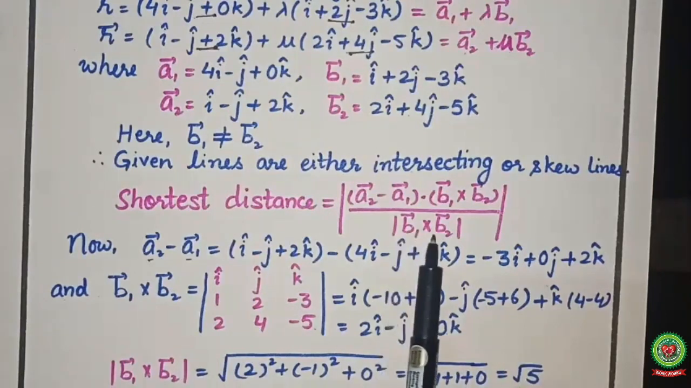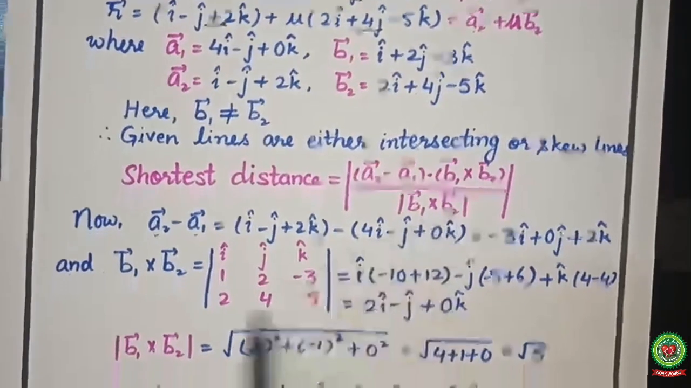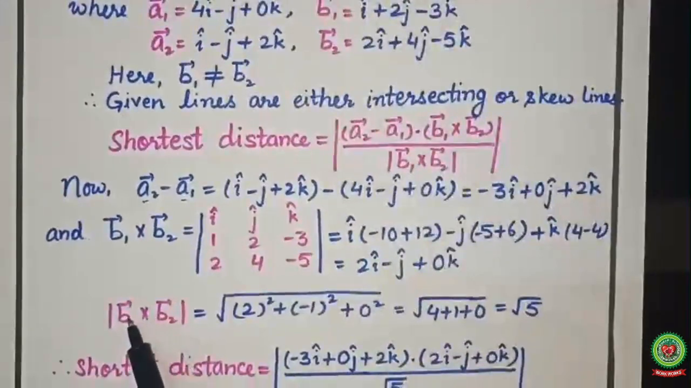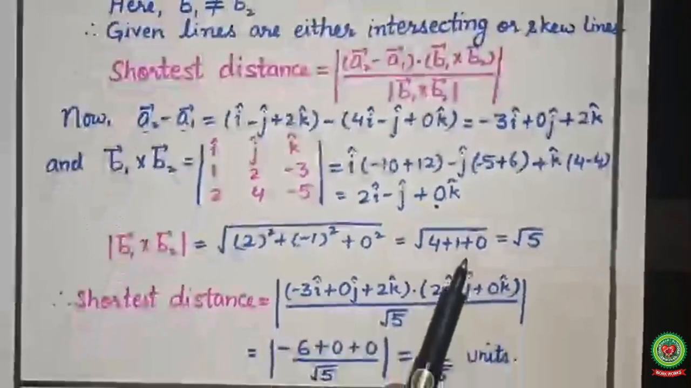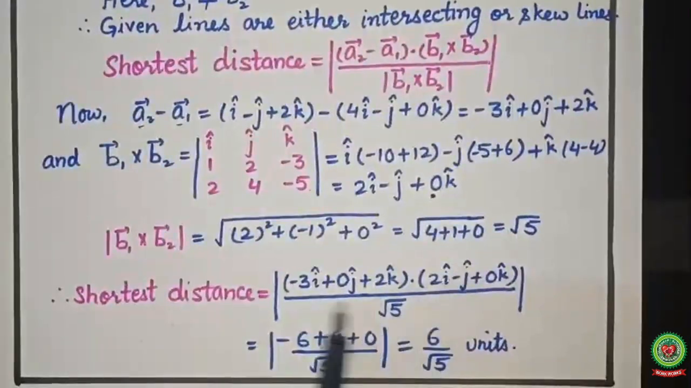Now we have to find the absolute value of b1 cross b2 vector. Now b1 cross b2 vector absolute value is equal to square root of 2 square plus (minus 1) square plus 0 square. From here we will get the value. So on simplifying, it is 4 plus 1 plus 0. So it is root 5. Now put all these values in the formula and simplify. So we get the shortest distance.